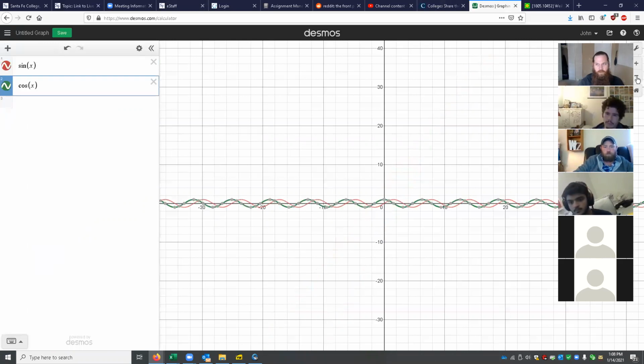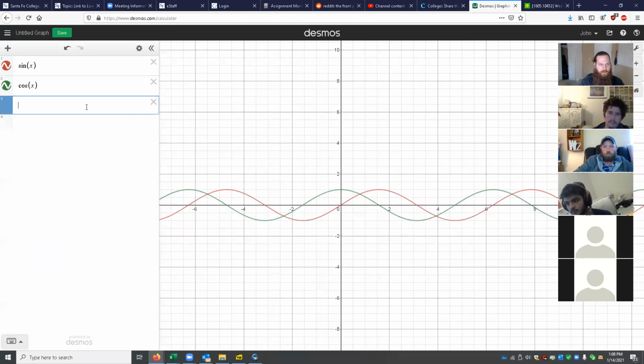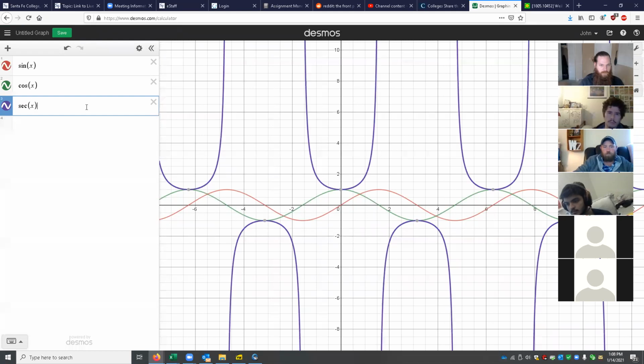Well, we know sine and cosine. These are our buddies. Here's secant. Let me delete sine for a second. Secant and cosine are friends, right? Secant is the reciprocal of cosine. So where cosine is 0, secant is undefined. Where cosine is 1, secant is 1. Where cosine is negative 1, secant is negative 1.